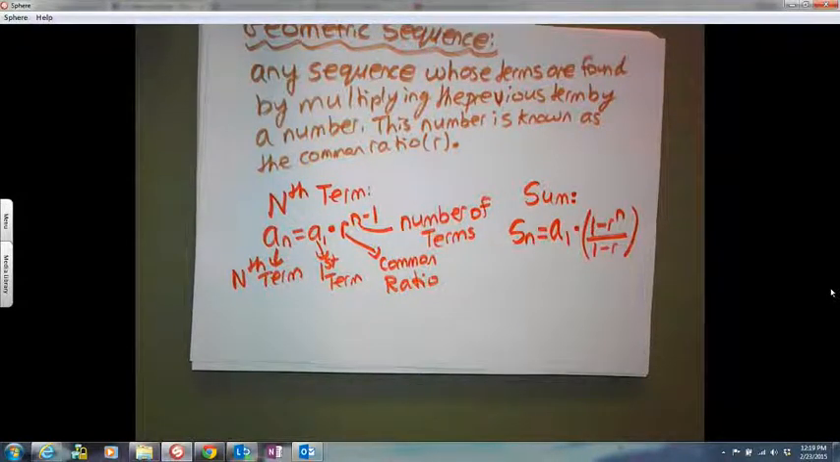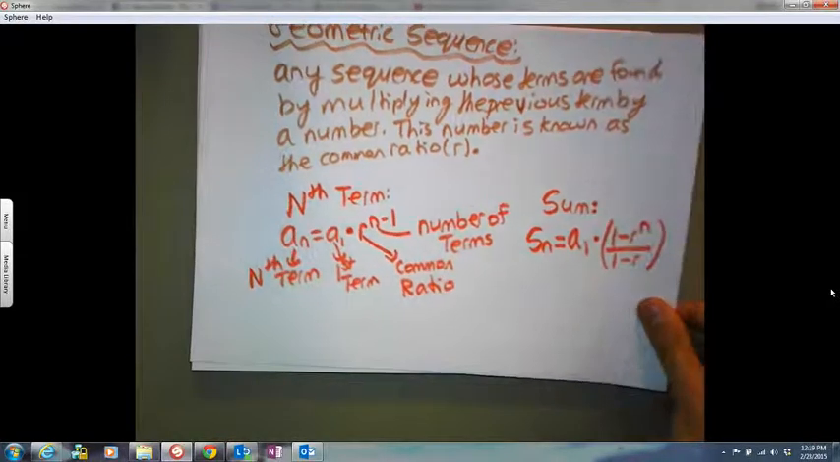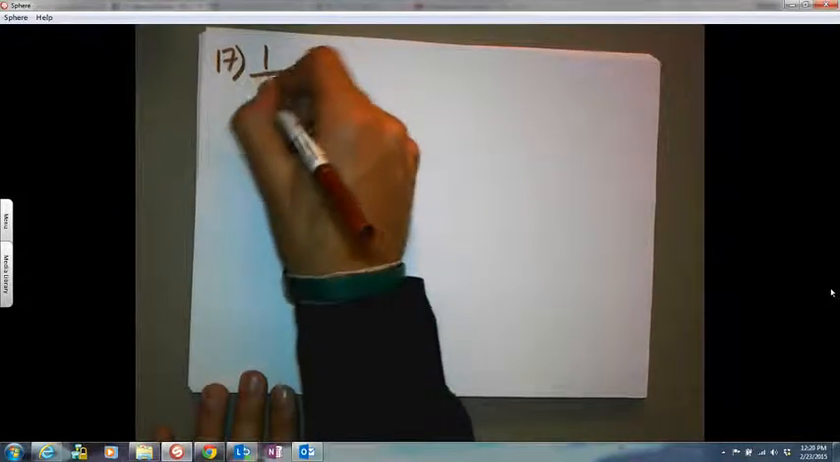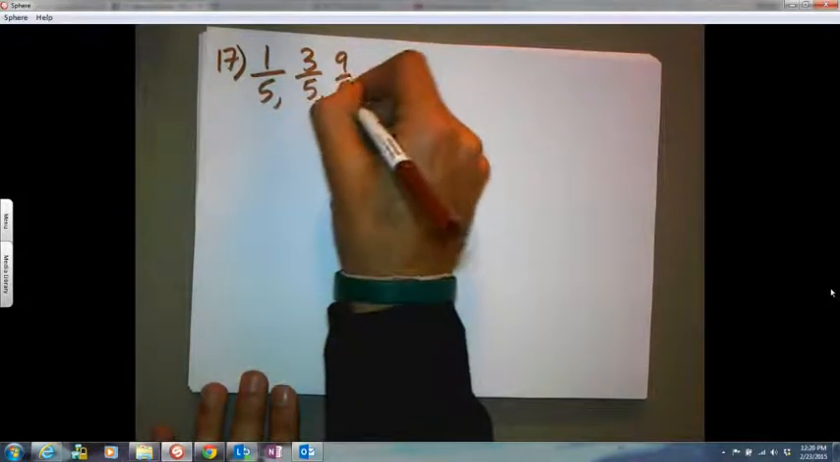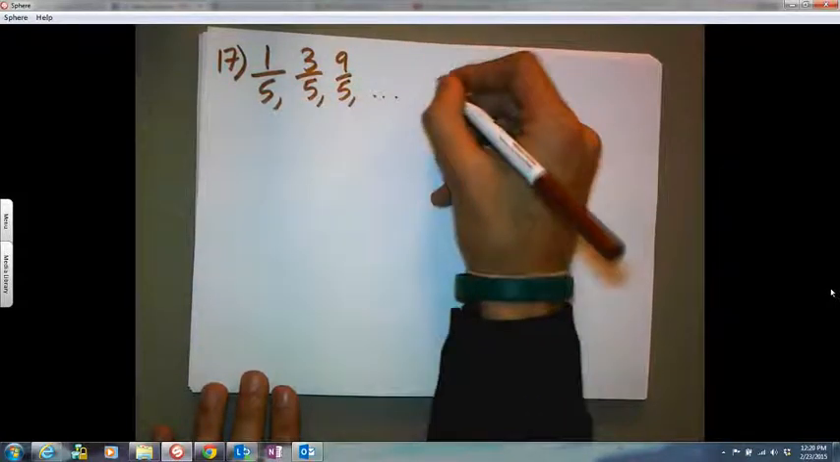Okay. Seeing no questions, let's move to problem number 17. Problem number 17 says, if a geometric sequence begins with terms 1/5, 3/5, 9/5, find the value of the 12th term.